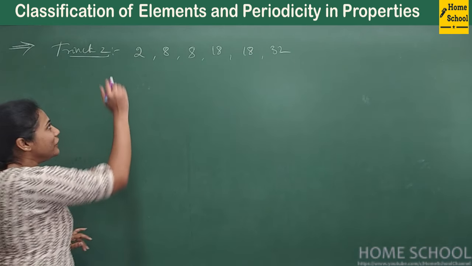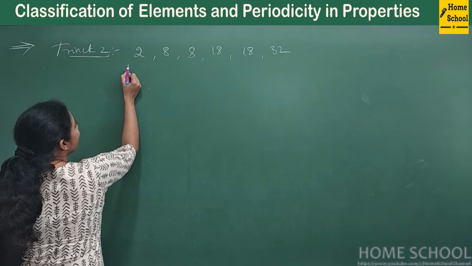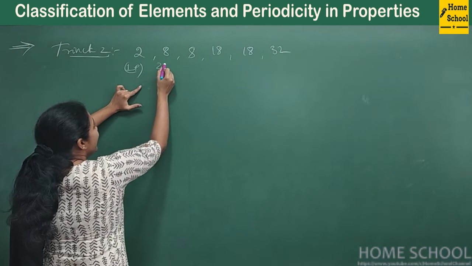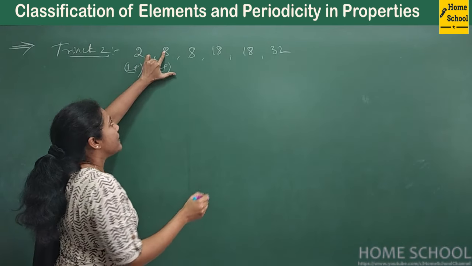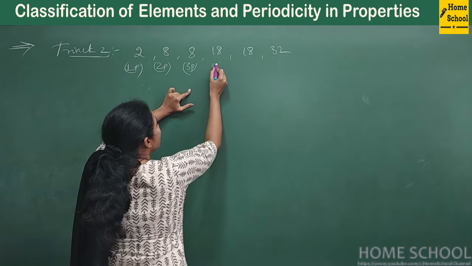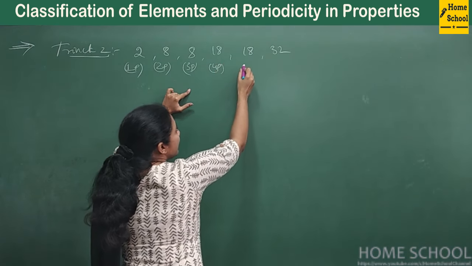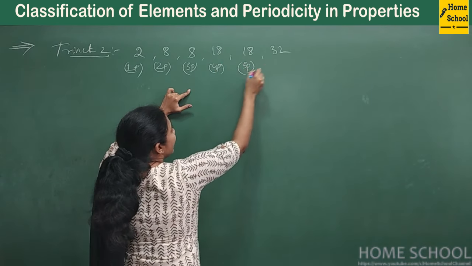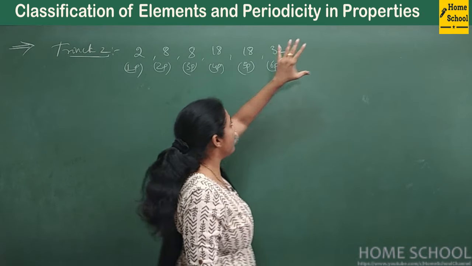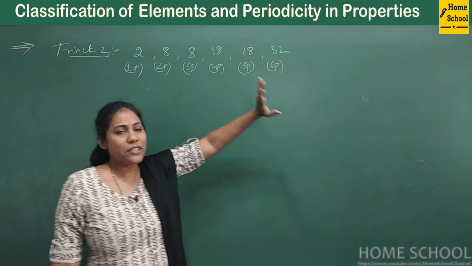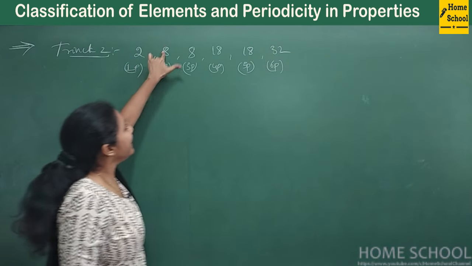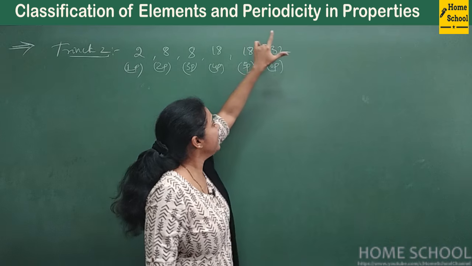Can you tell me in the first period how many elements are placed? 2 elements. In the second period you will have 8 elements. In the third period you will have 8 elements. In the fourth period you will have 18 elements. Fifth period you will have 18 elements. Sixth period you will have 32 elements. Even the seventh period also 32 elements, or we generally say it's incomplete. So 2, 8, 8, 18, 18, 32.